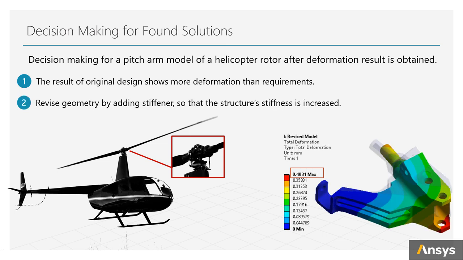One way to do that is to add a stiffener for the arm so that the stiffness is enhanced. As you can see, the deformation result of the new design is reduced as expected.